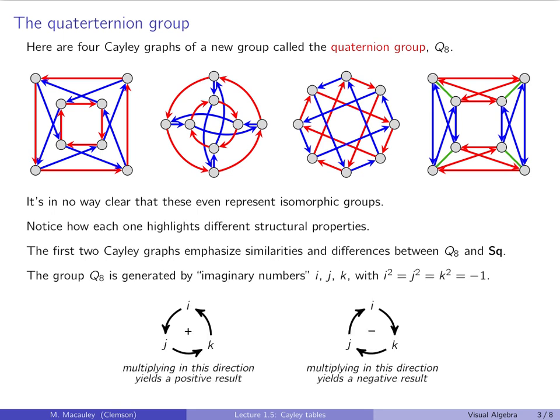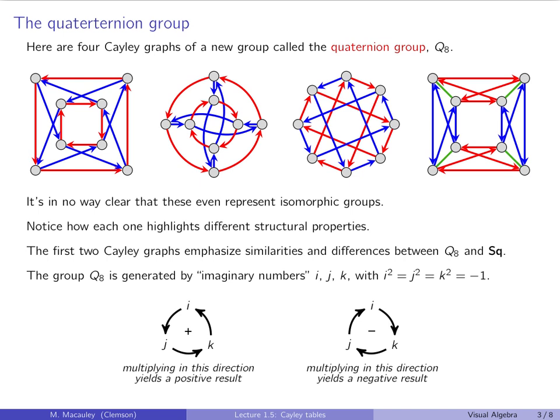The group Q8 consists of the so-called imaginary numbers i, j, and k and their negatives, and plus or minus 1. Now, what do I mean by that? So we all know the imaginary number i, which is the square root of -1, or i squared equals -1. And so imagine that we have j and k that are analogous. So j squared and k squared are also -1. Well, now I have to tell you how to multiply i, j, and k together.